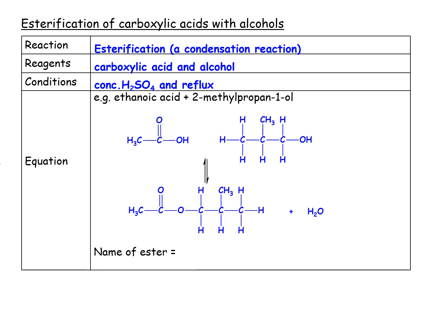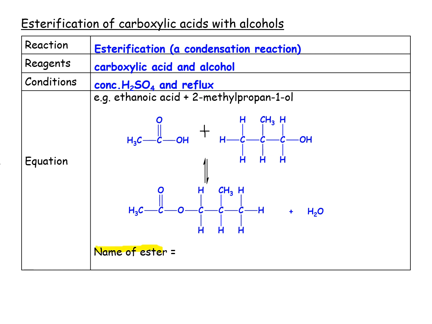So if you have a look at this one, then you've got the ethanoic acid and the 2-methyl-propan-1-ol. Oh, there should be a little plus sign there if it's an equation. So those add together, reversible reaction here. There's your ester and your water. So we're going to have a look at how to name the ester then.